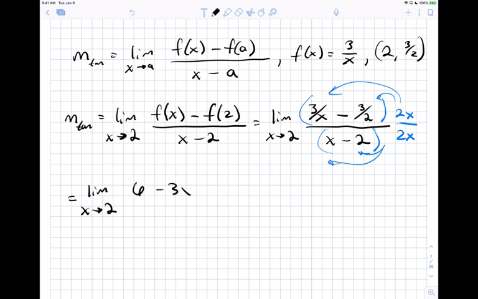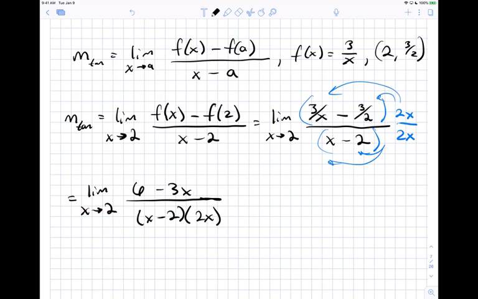On the bottom, we get a 2x squared minus 4x. Let's just see where it goes. Actually, on the bottom, I think I'm going to leave that as expanded. So I'm going to leave it as x minus 2 times 2x. I'm just going to leave it like that.